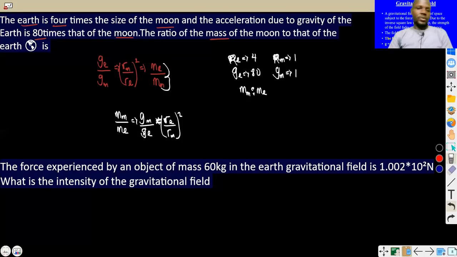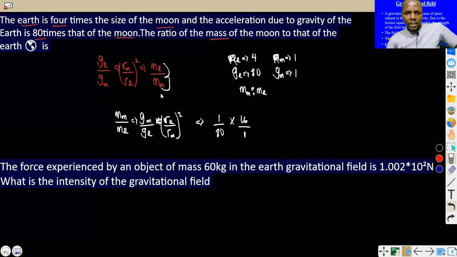So this is the relationship you want to set. I'm looking for mm over me. So gm is 1 over ge is 80. I can multiply by re over rm, re is 4, and 4 squared is 16, over 1. I hope I did not make a mistake in this, because we need to know what we are doing.